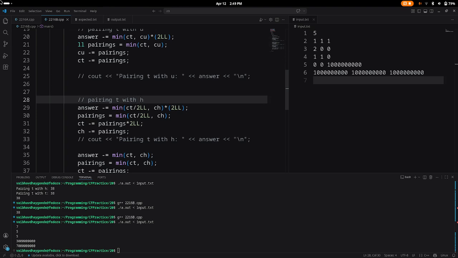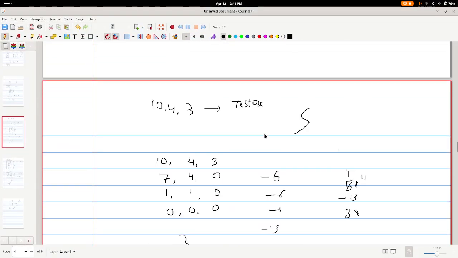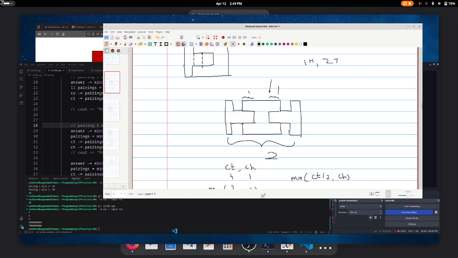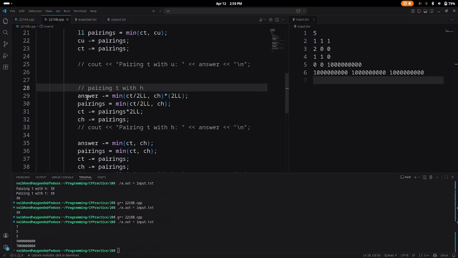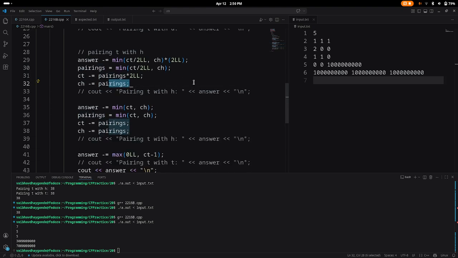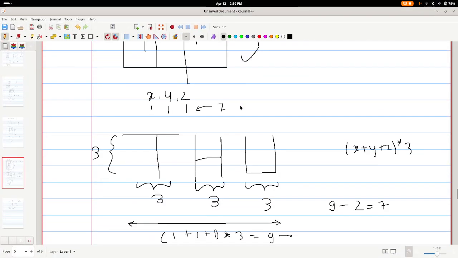Now why into 2? Because as I have explained over here, we are saving two spaces by combining two T's and a single H. And we are reducing the respective amounts of T and H. Now you may ask, why did I write this? Because let's say there is some condition. I can't think of any condition, but I have just written it.